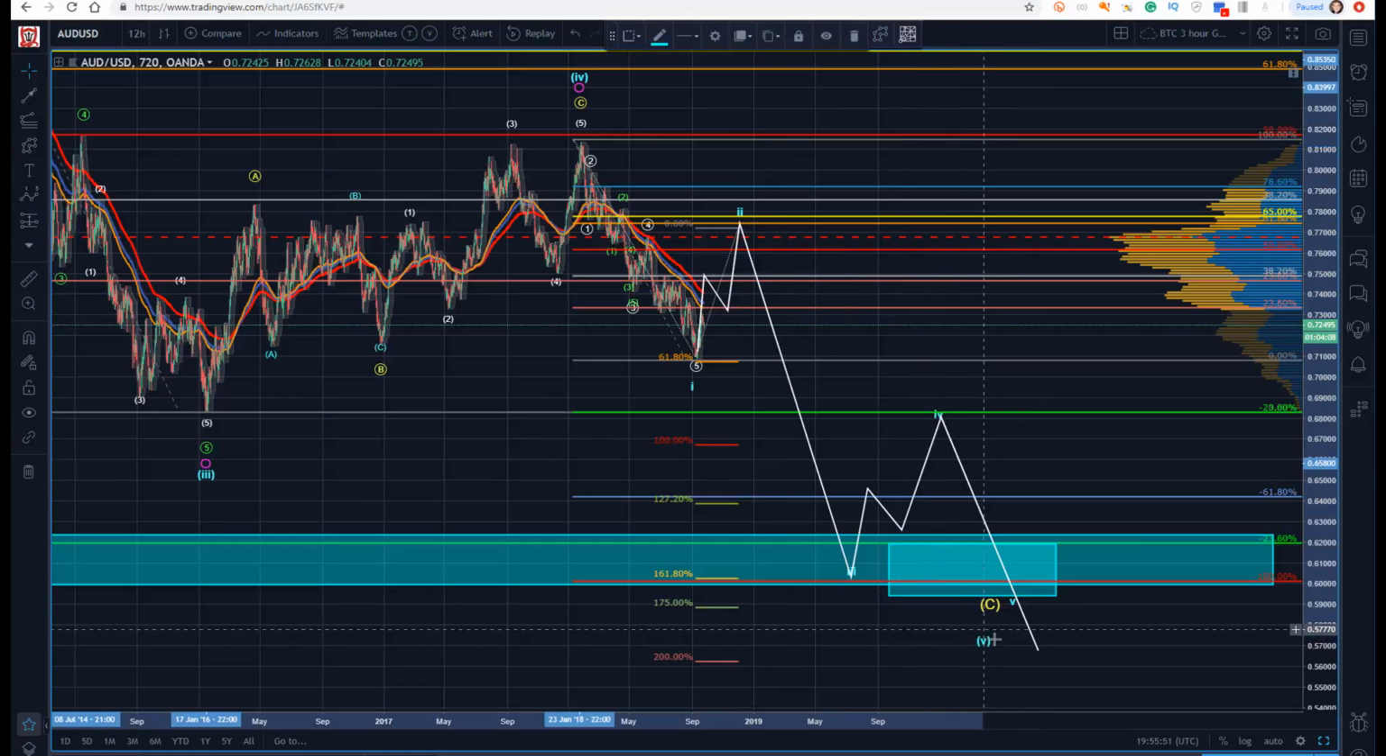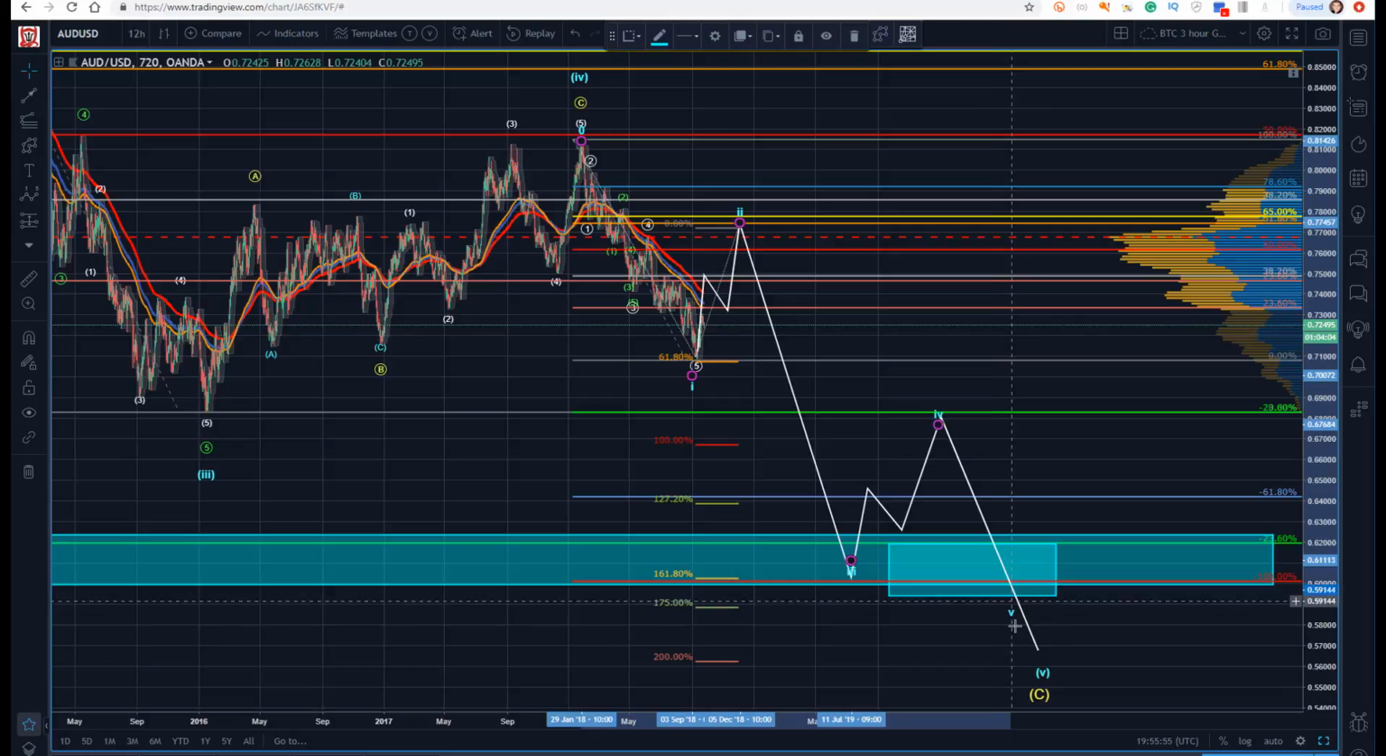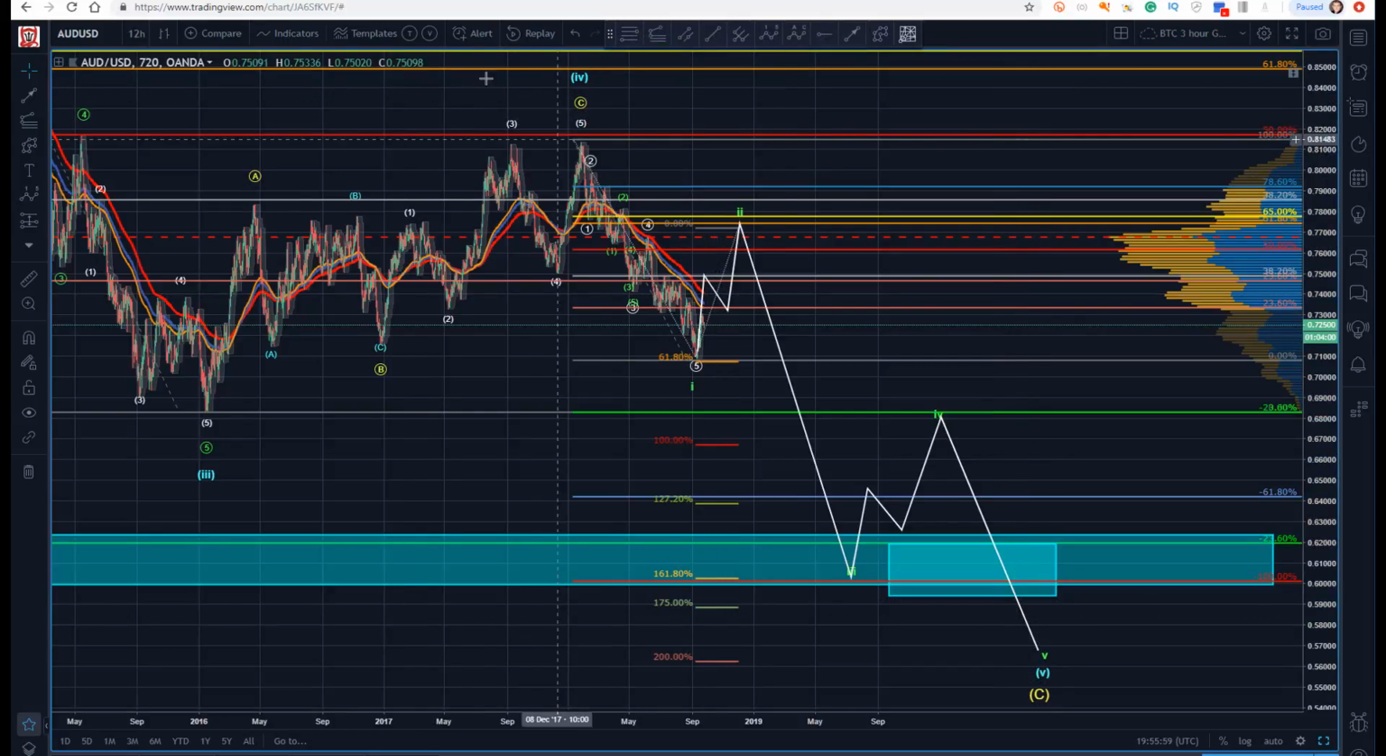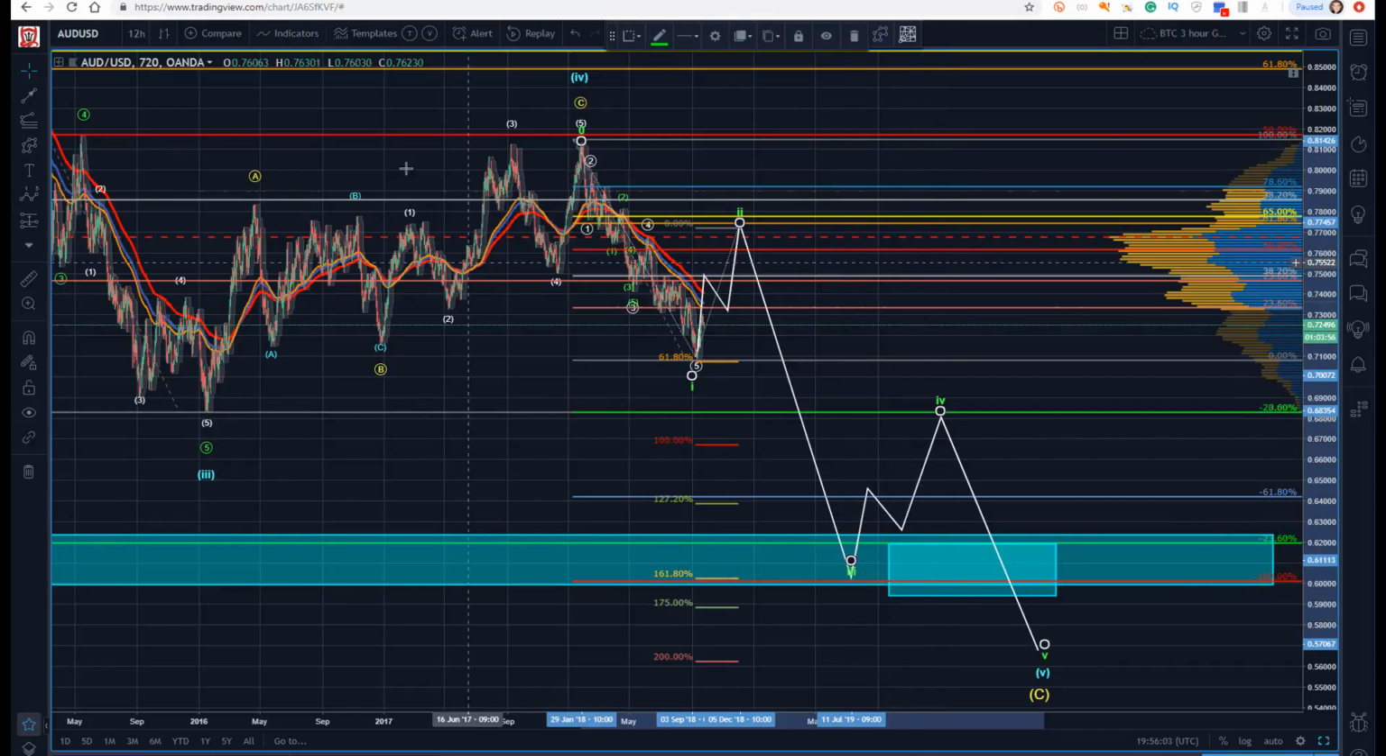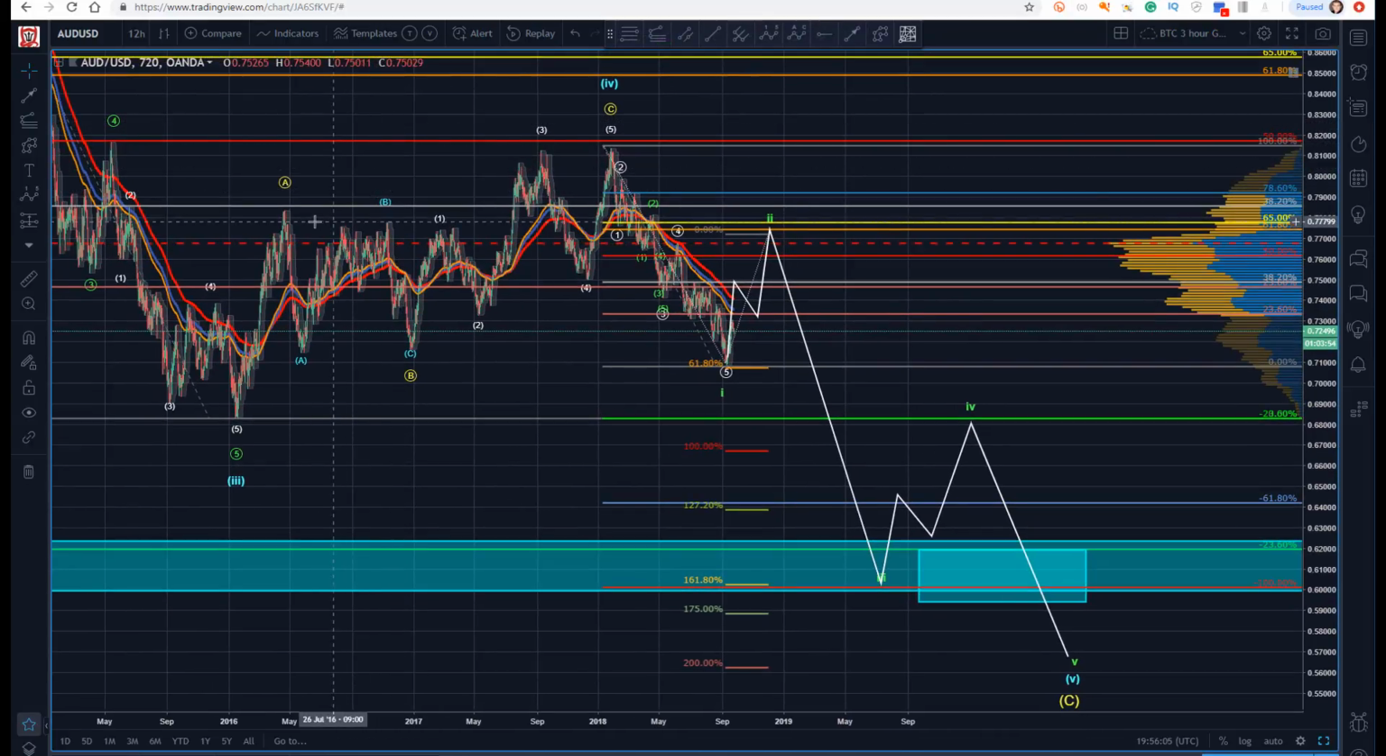Right, could be to and through these targets. No way to know until we have the actual pivots to start measuring from. All right, let's get that in green. Okay, so 1, 2, 3, ABC into the 4. That's what I would propose is our most likely path.